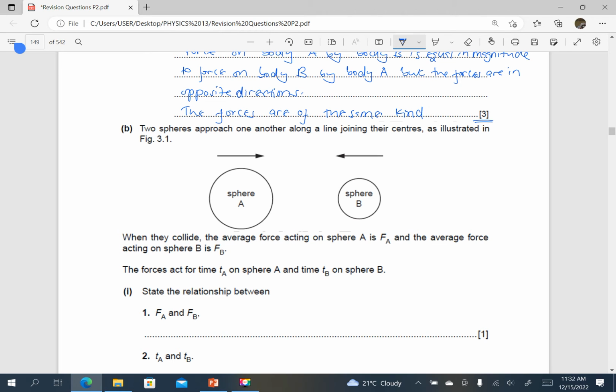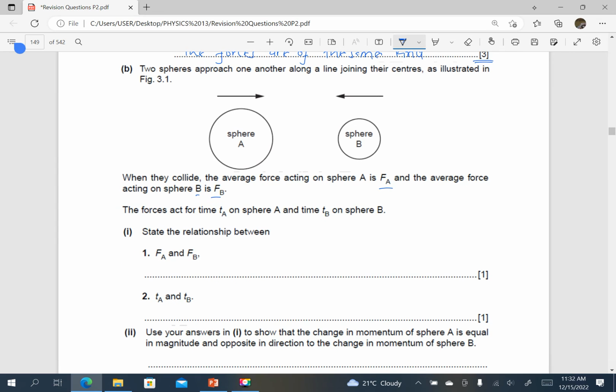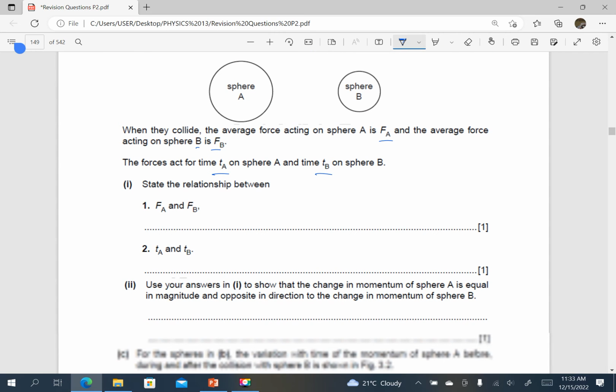Two spheres approach one another along a line joining their centers as illustrated here. When they collide, the average force acting on sphere A is Fa and the average force acting on sphere B is Fb. Fa is acting on sphere A, Fb is acting on sphere B. The forces act for a time Ta on sphere A and Tb on sphere B. State the relation between Fa and Fb.